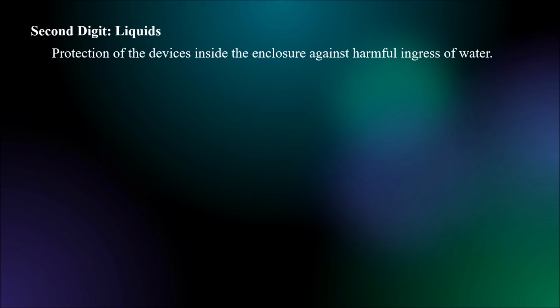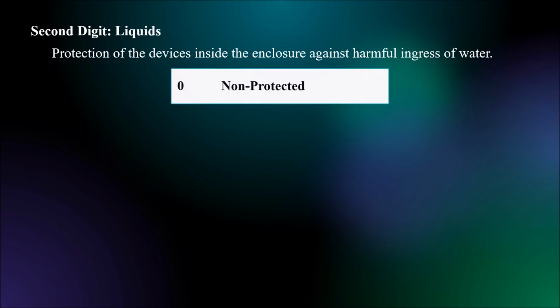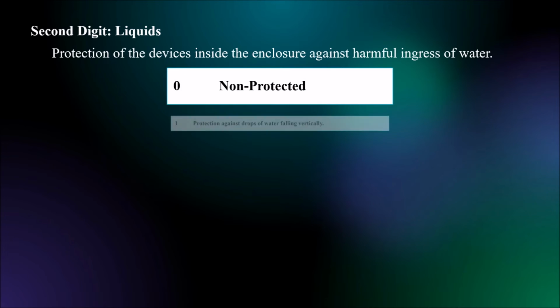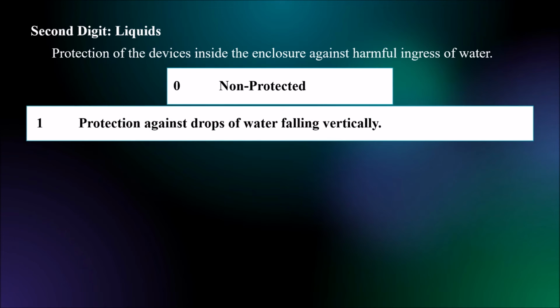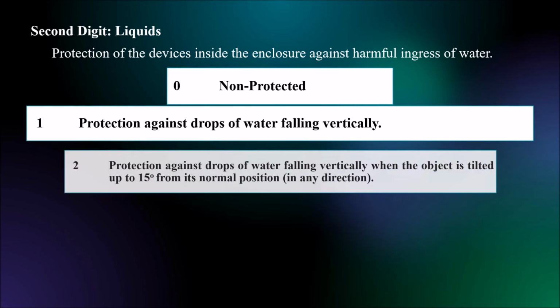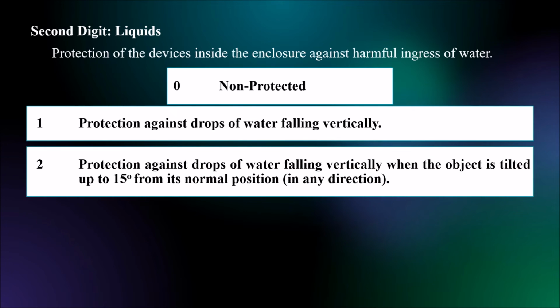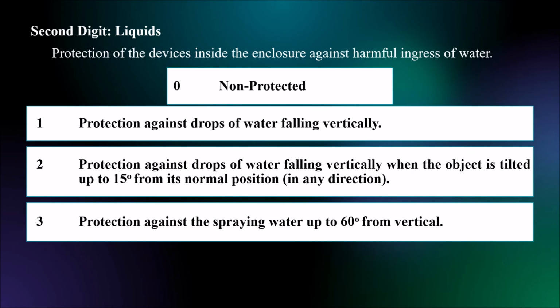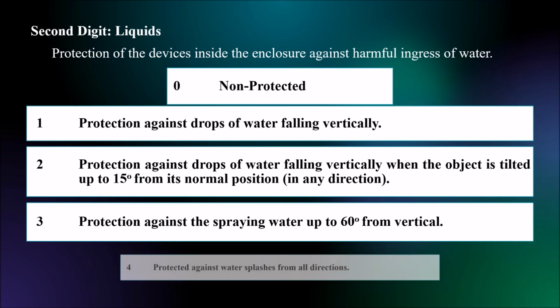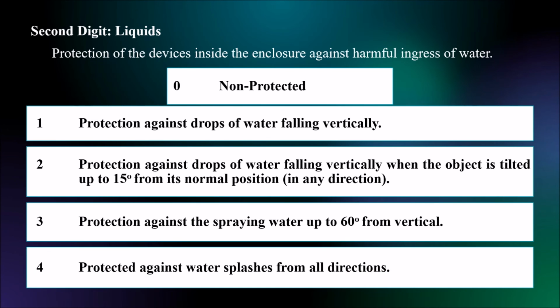The second digit is for liquids, ranging from 0 to 9. It is a protection of devices inside the enclosure against harmful ingress of water. Here, 0 represents non-protected. 1 represents protection against drops of water falling vertically. 2 represents protection against drops of water falling vertically when the object is tilted up to 15 degrees from its normal position in any direction. 3 represents protection against spraying water up to 60 degrees from vertical. And 4 represents protection against water splashes from all directions.